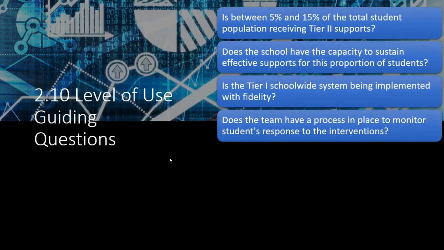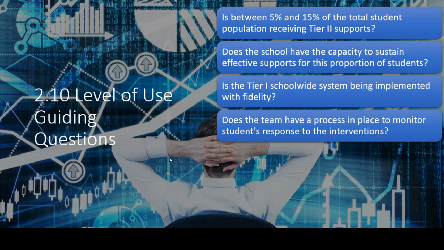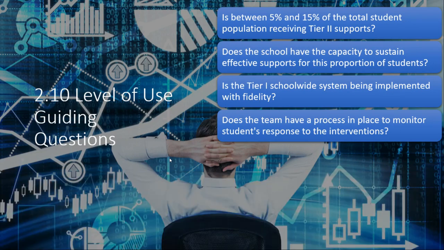So some guiding questions for this item: Is between 5 and 15% of the total student population receiving tier 2 supports? Remember, if we have more than 15%, then we want to go back and look at our tier 1 implementation. Does the school have the capacity to sustain effective supports for this proportion of students?